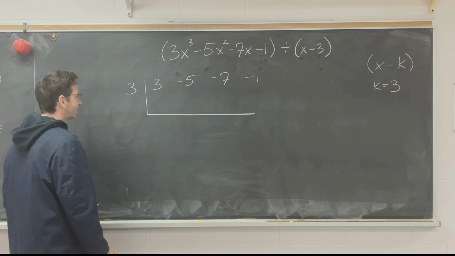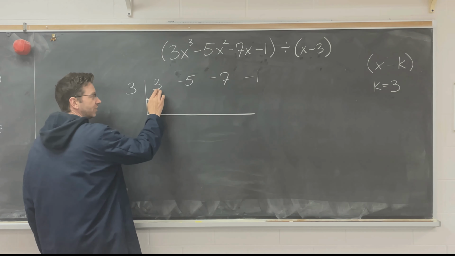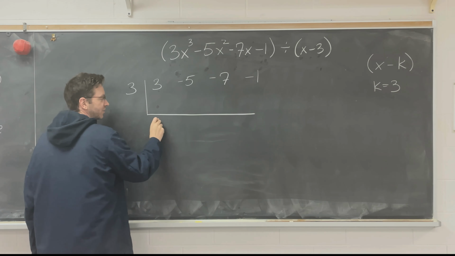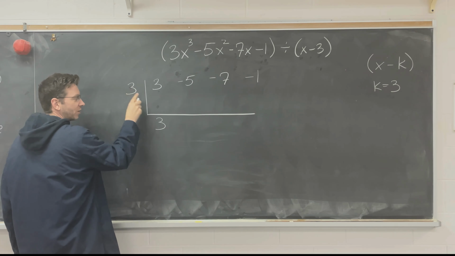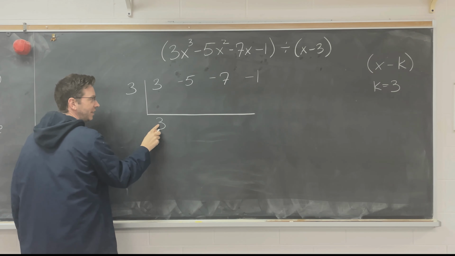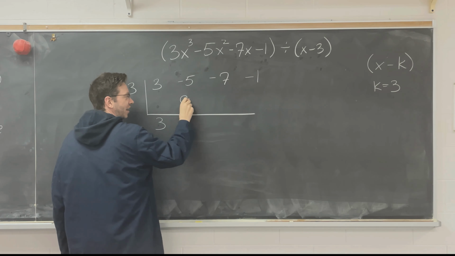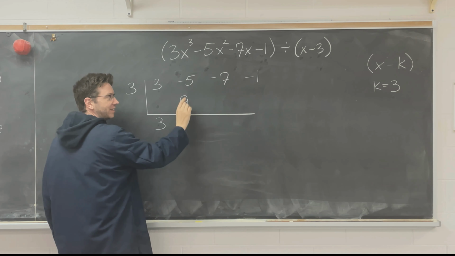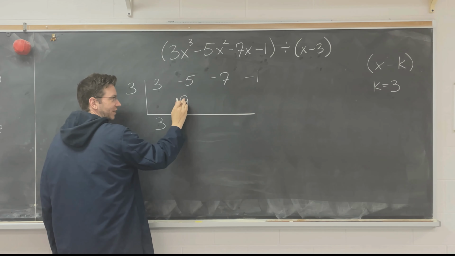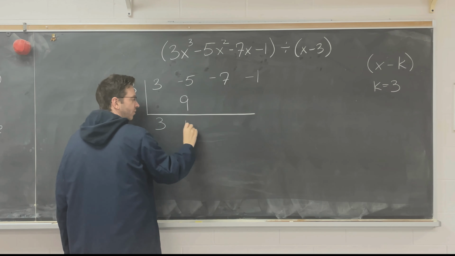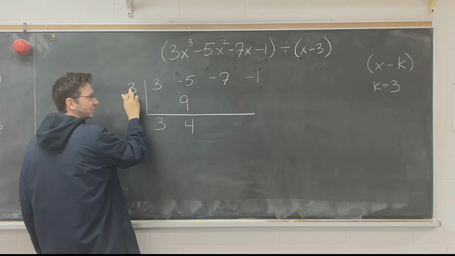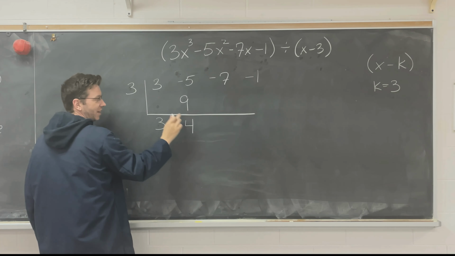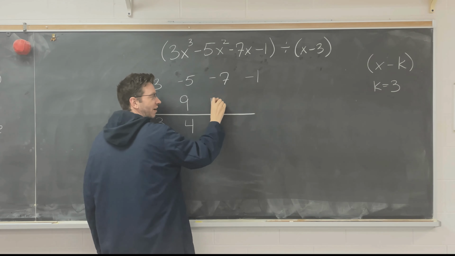All right, so we're going to start by just adding 3 to nothing. So this is 3. And then we're going to multiply. So 3 times 3 is 9. So I'm going to put a 9 here. And then we're going to add: negative 5 plus 9 is 4. And then multiply with our k value. 3 times 4 is 12.